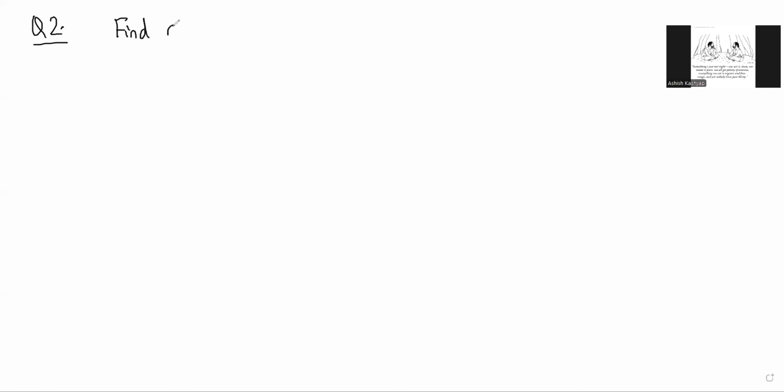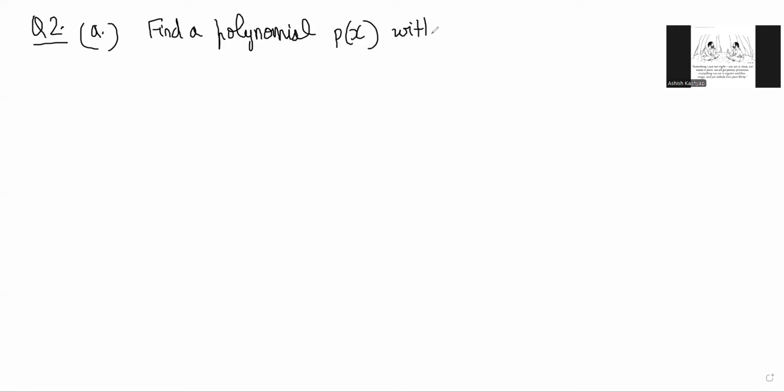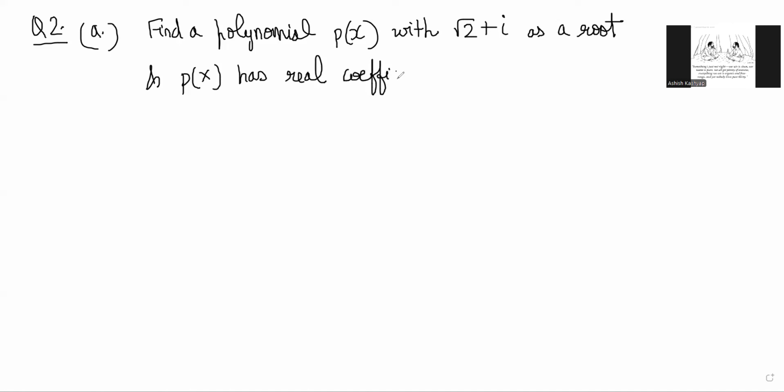Find a rational polynomial. Wait one second, not a rational polynomial. Question two, part A. Find a polynomial P of X with root 2 plus I as a root and P of X has real coefficients. This is just part A, very easy problem.